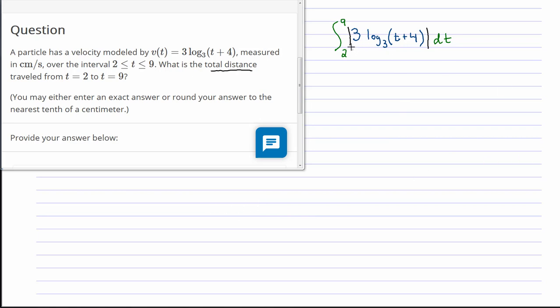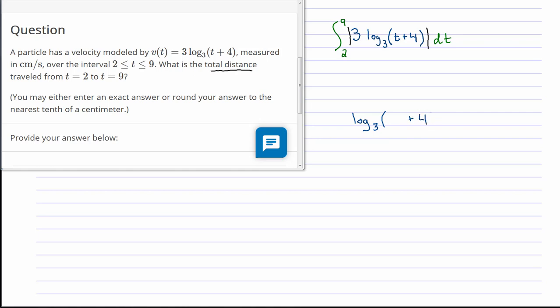Now I've got good news. Now that I've just said how important it was to have those absolute values there, I'm going to say that we can ditch the absolute values, because think about what an absolute value does. It leaves positive numbers alone, but it changes negative numbers into positive numbers. But let's think about this logarithm. The logarithm we're looking at here is log base 3 of t plus 4.